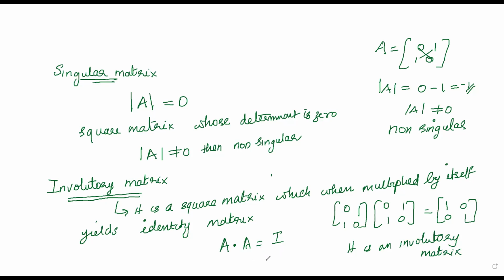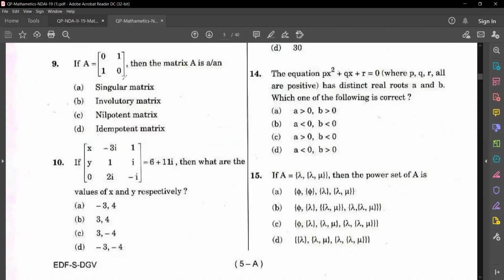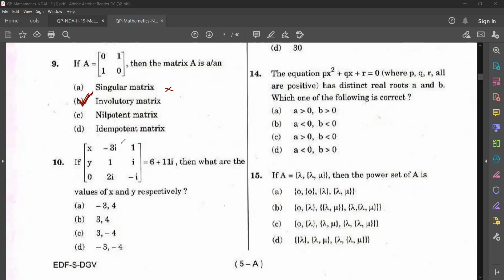So our answer is option B for this particular question. The question was whether this matrix is singular. It is not singular, we have already shown. Then it is involutory, that we got. So the answer is option B. Here I'm just explaining what a nilpotent matrix and an idempotent matrix are. This question is over because we got the answer as involutory matrix, but you have to understand what nilpotent and idempotent are.